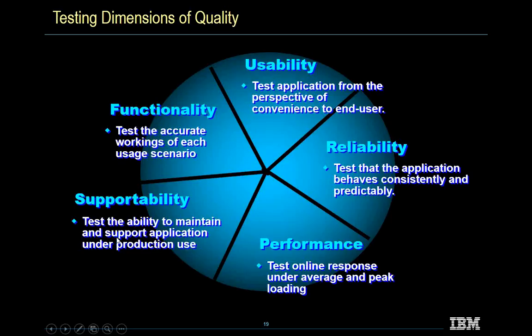It must be supportable. There's the ability to maintain and support the application under production use. It should not be a highly complex system. Once we go live, once we deploy, it should not become unusable because it's so cumbersome, so complex, and so difficult to manage and maintain.